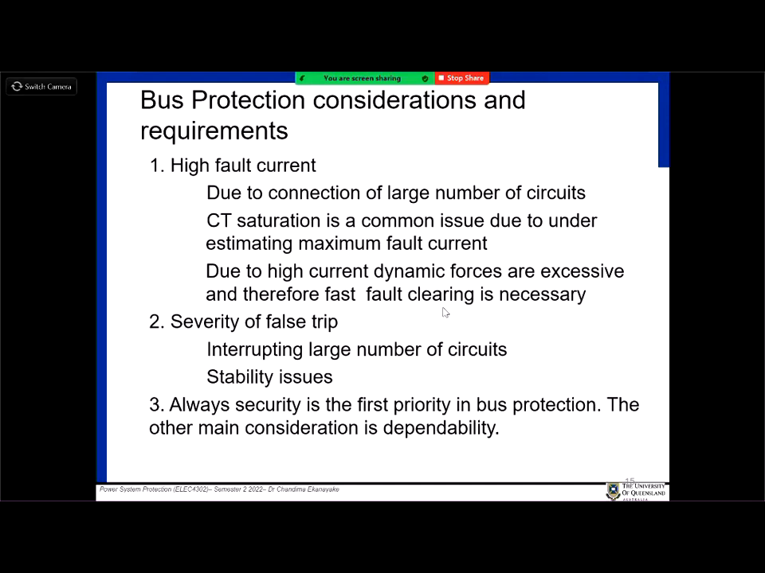Of course, on severity, as I discussed, a large number of circuits can be interrupted, and also if a large number of generators are disconnected, that may have some impact on the stability of the system. The whole system could collapse. Therefore, we don't want to remove the bus and have the whole circuits completely switched off. Complete switch off is not the solution.